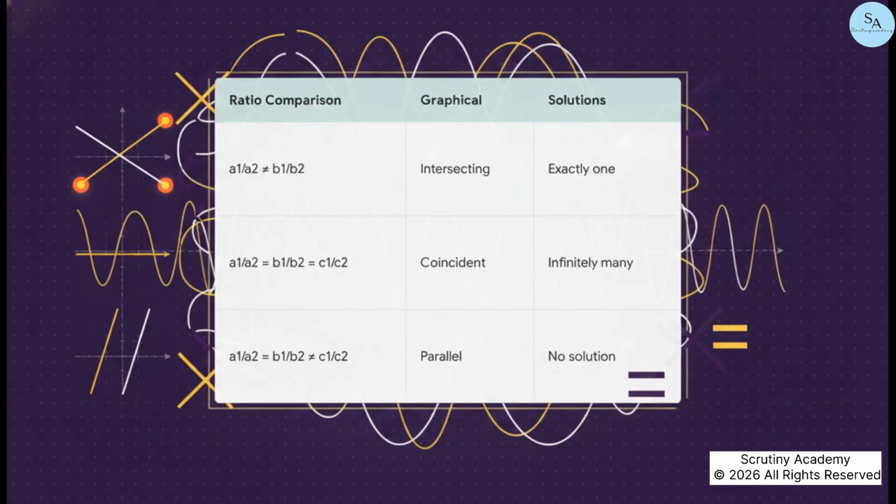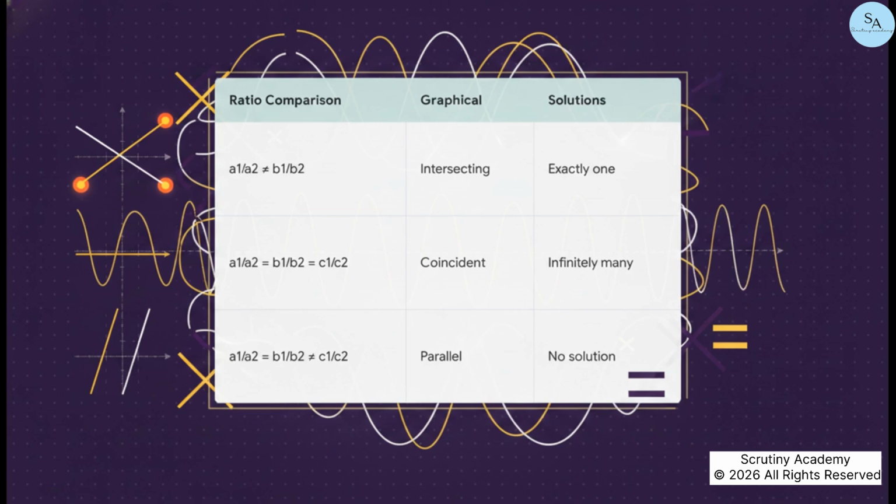This right here brilliantly illustrates the core logic of the entire chapter all in one clean table. So every equation has coefficients. Those are just the numbers attached to the x and the y. Let's call the numbers in the first equation a1, b1, and c1, and the numbers in the second equation a2, b2, and c2. Just look at the relationships here.